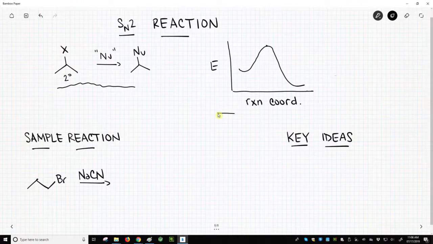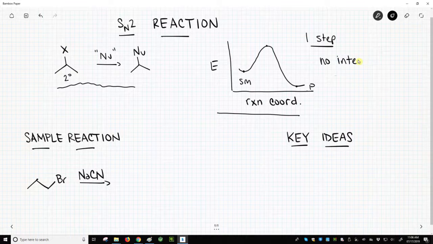On the right we have our reaction coordinate. Note that we begin with our starting material, we finish with our products, and this is a one-step process. It just goes through a transition state. So it's one step. There are no intermediates. So if you're looking at a reaction and it shows intermediates like a carbocation or a carbanion on the pathway, it is not an SN2 reaction, because everything happens in one step at the same time. We go over this energy barrier and come back down.